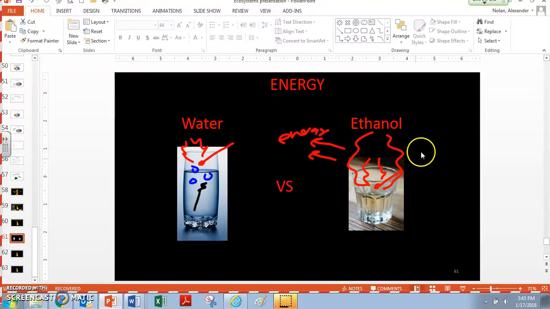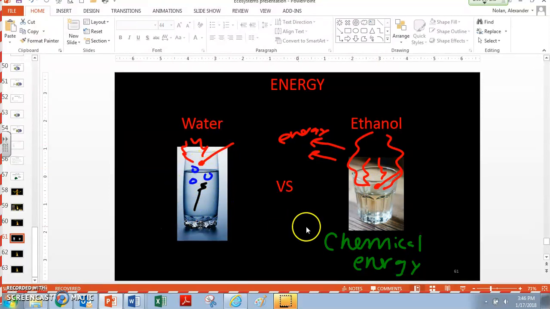And that means there's a kind of energy that's sort of hiding inside the ethanol, and the kind of energy we call that is chemical energy. So ethanol actually has chemical energy inside it, high amounts of chemical energy that is released when you get it hot enough and it sets on fire. It is released, and our water does not, or at least it has a lot less energy than ethanol does. So that's a little piece of evidence that we can use to say that ethanol contains energy.